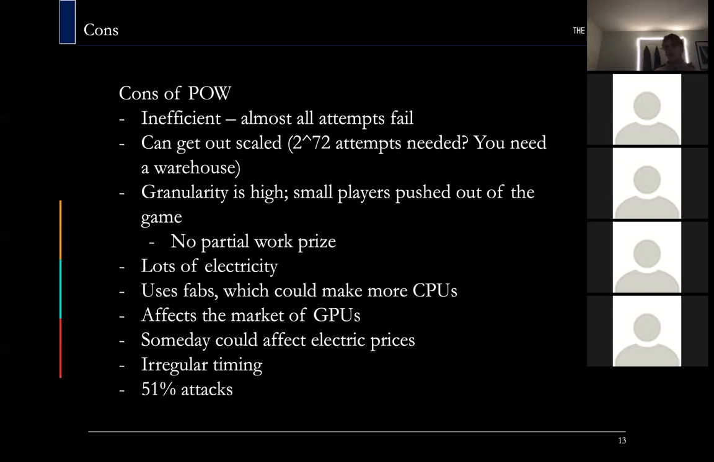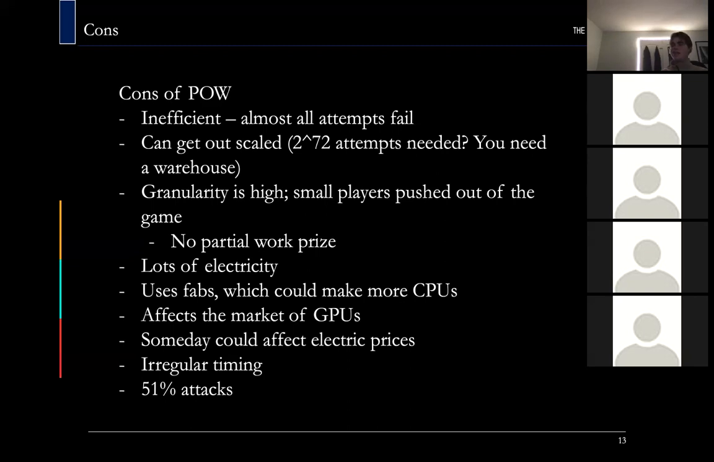And there's no partial work prize. So let's say there was 72 math problems here, like in the example. Let's say you solved 68 of them, but then some other big computer finished it right before you. So you used up all this time and energy to get 68 of them, but this other person solved 72 of them. You get no partial work prize for solving 68 of the 72 of them. It's just kind of like, okay, ciao, not a problem.